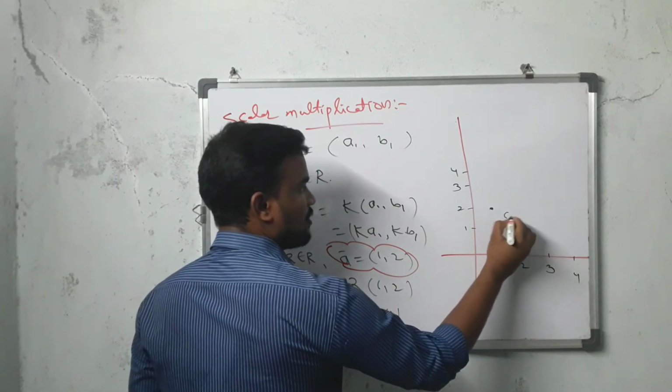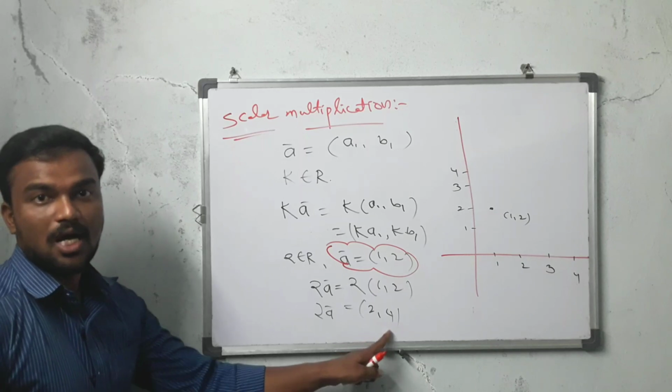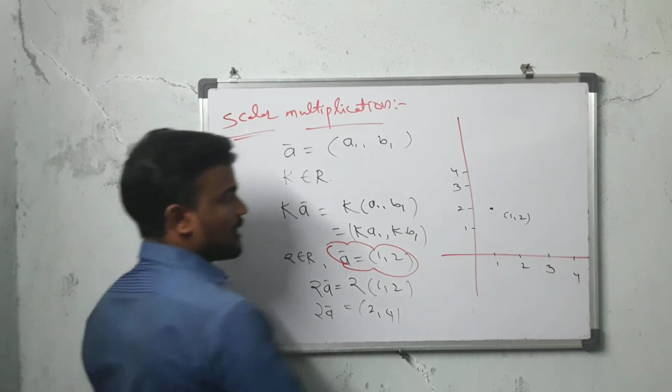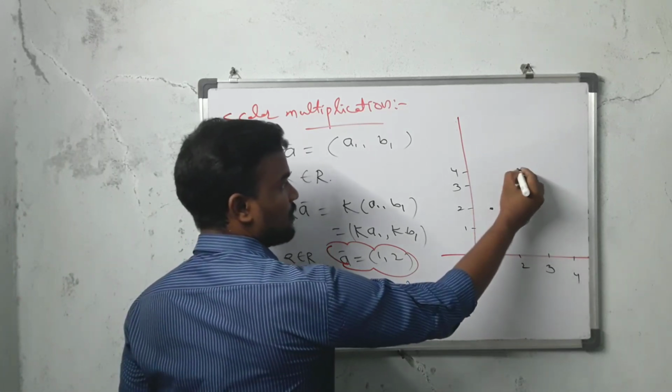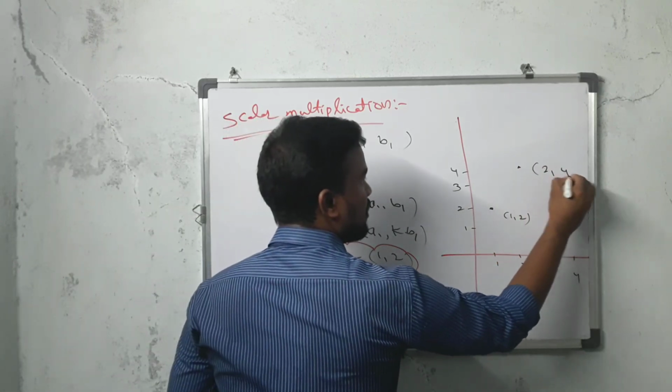This is the value 1, 2. If you multiply with 2, it becomes 2, 4. What is the value? X value is 2, y value is 4. Here we get 2, 4.